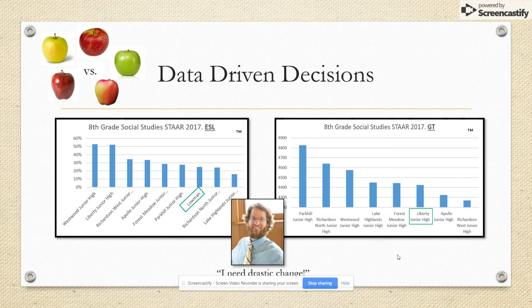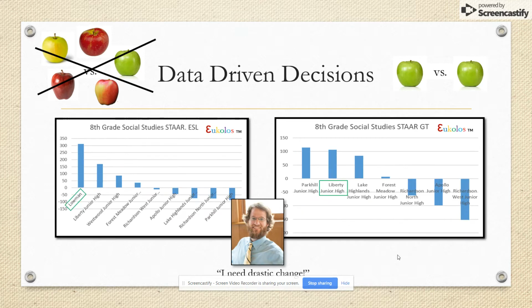So instead of saying, hey, I need big change, he really did this for ESL and GT, and now we truly compared the different types of apples, Granny Smith to Granny Smith, or Red Delicious to Red Delicious, etc. And then when we got the data, you can see that he was number one in the district in growing the kids that he had in his class. And in GT, he was number two behind another school in the district, which he wanted to get them the next year. So his students really were having success. You just had to dig a little deeper on the data.